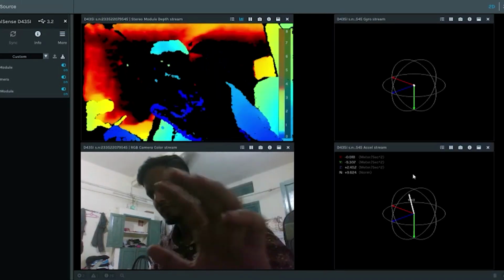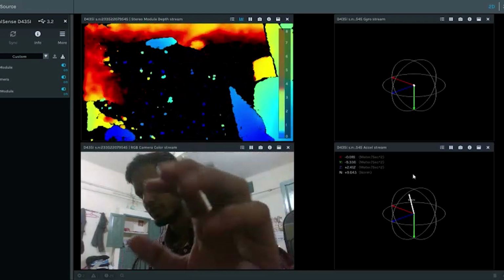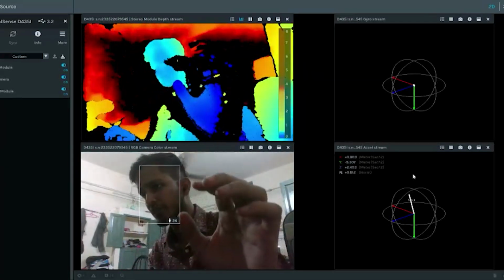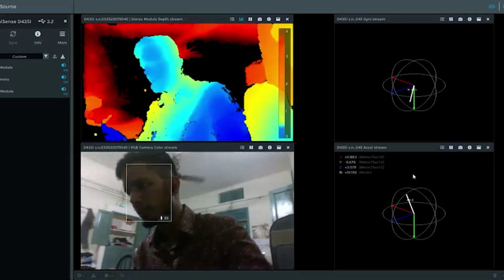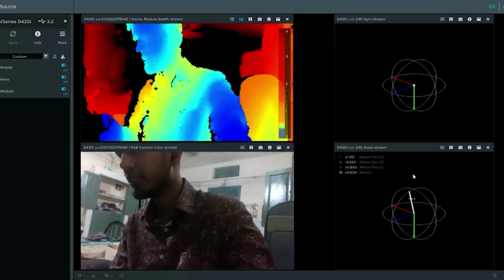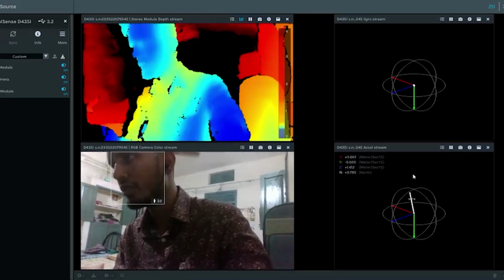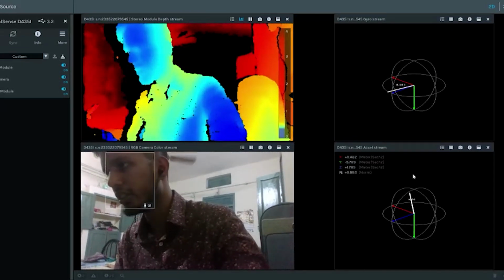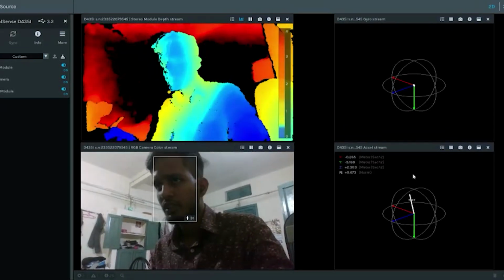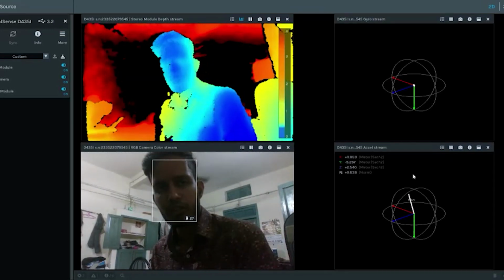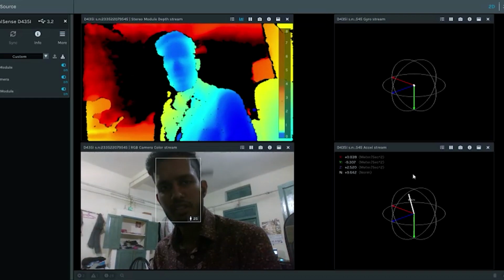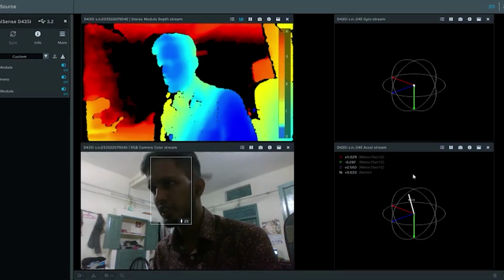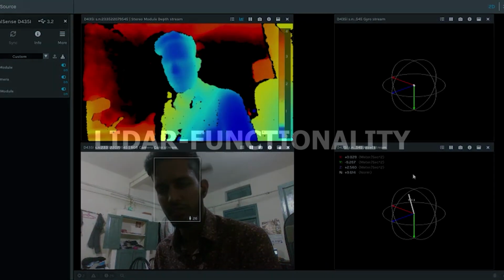If I wave my hand here like this, we can see the change in the depth images as well as our RGB. And if I wave the camera here and there, we can see changes in the gyro stream as well as the accelerometer stream. So this is the part of our sensor functionality, and I conclude here the sensor functionality of the Intel RealSense depth camera. Thank you.